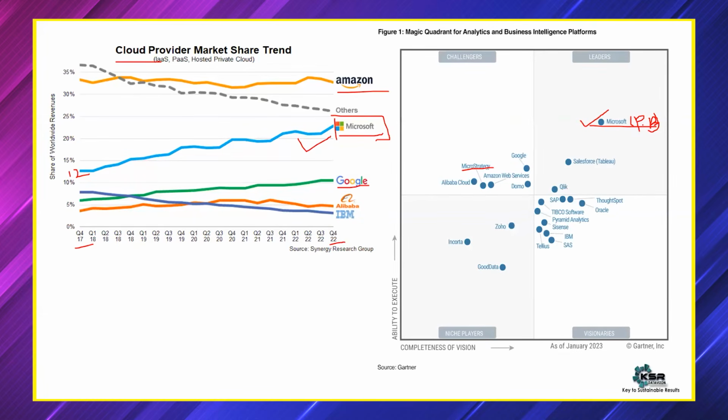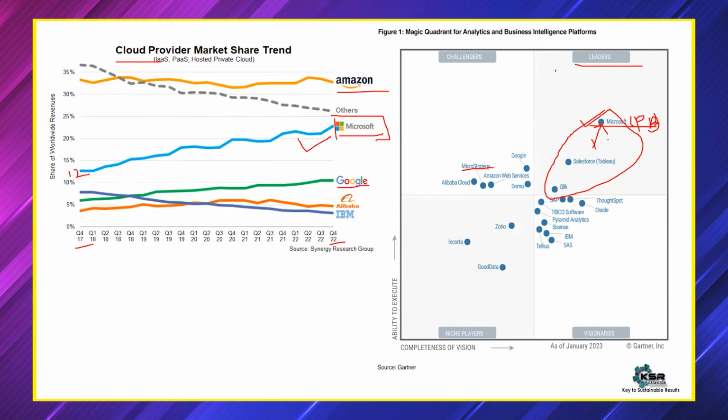You can see in these 4 different quadrants, this quadrant is the leaders quadrant. There are 3 different leaders here: Microsoft, Tableau, and QlikView. Out of these 3, Microsoft is way more ahead than Salesforce. This is way more ahead.